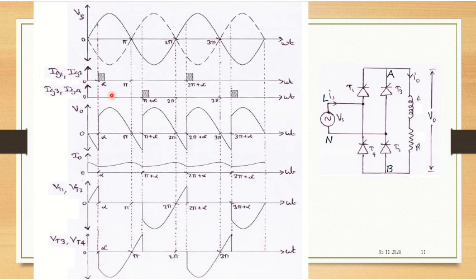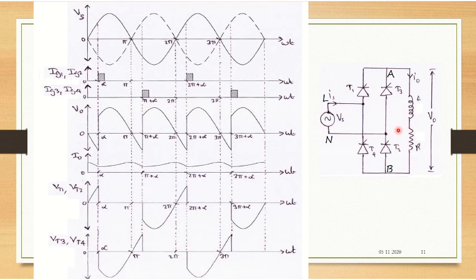Now observe here, at alpha, if you are giving a triggering signal, when T1 and T2 are conducting, we know that the current flow will be from L, T1, A, load R, B, T2 and N. Don't get confused with this L and inductor L here; this is just a name L. Let me repeat: L, T1, A, I will call this the whole load, then point B, T2 and N.